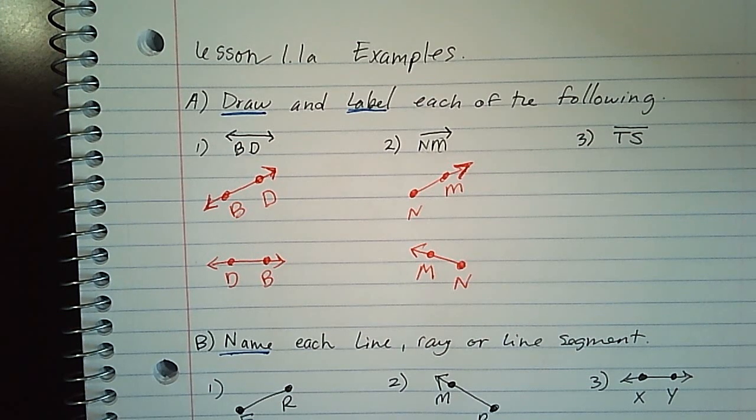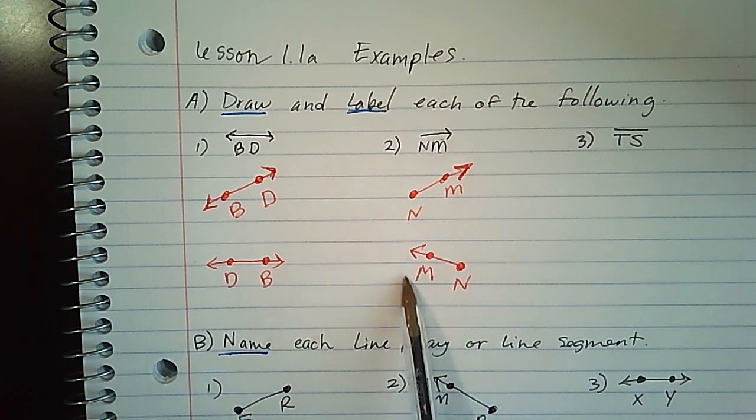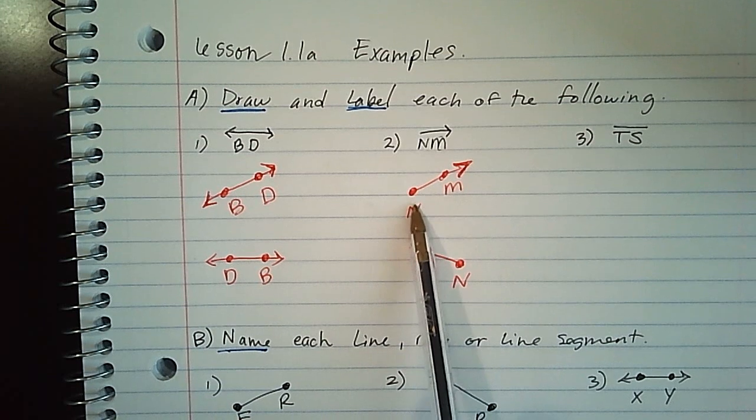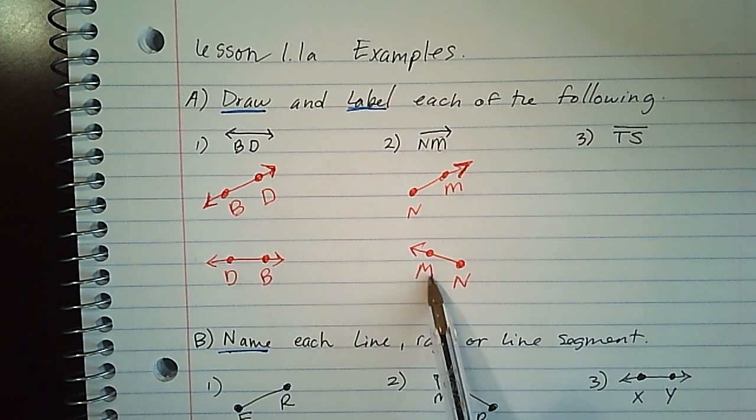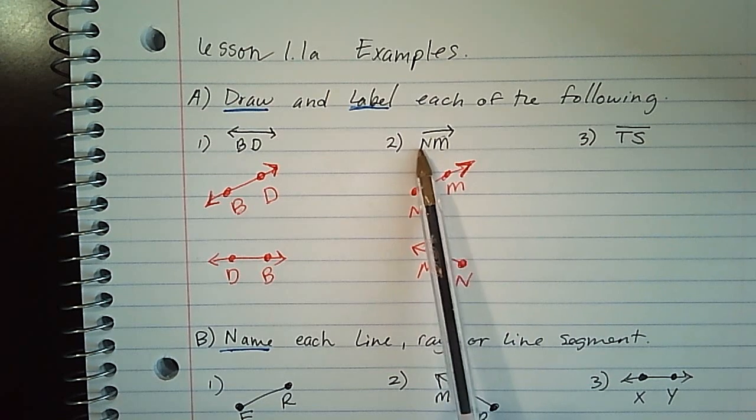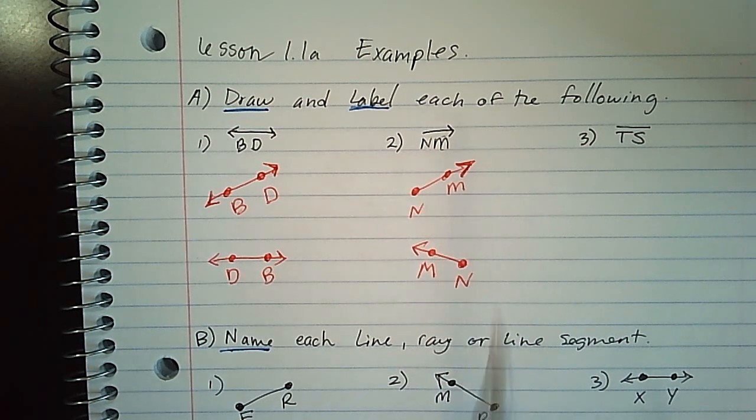See? These two may look different to you guys, but they're not different. N has the dot over it on both of them, and M is closer to the arrowhead on both of them. Same thing like the name up here. Okay?